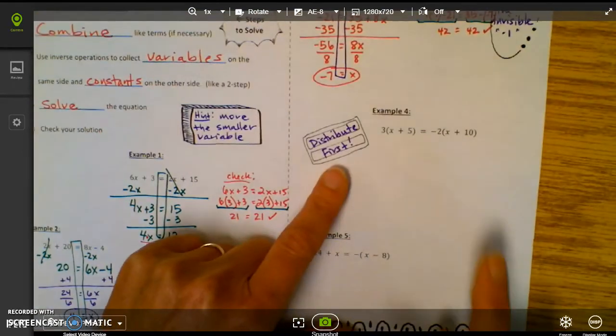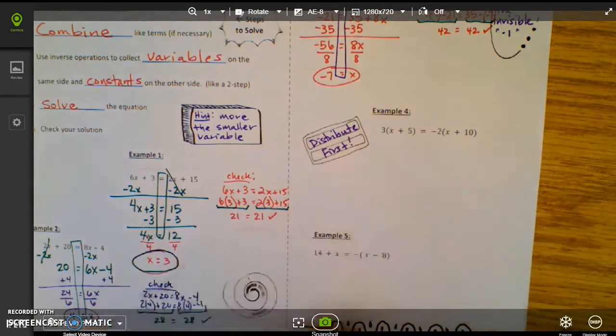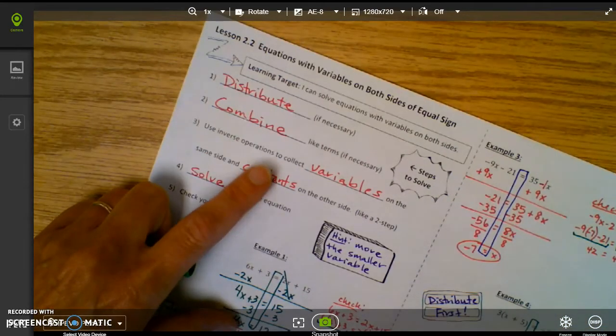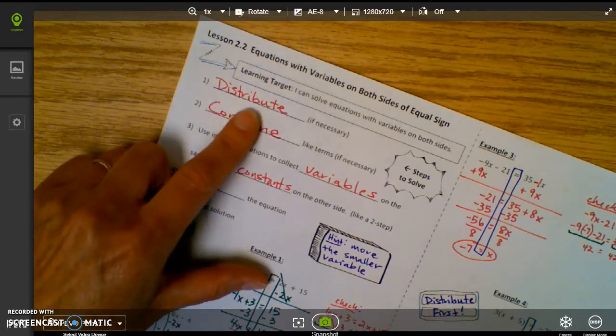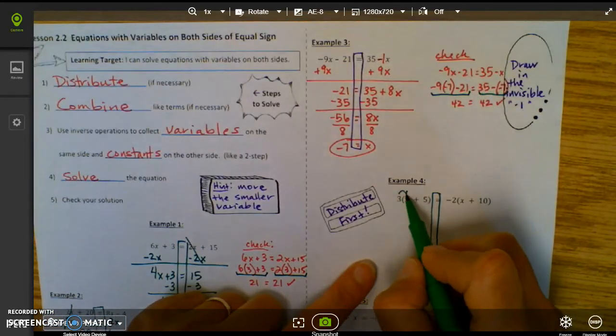Finally, we get to a problem that not only has variables on both sides, but you can see it has parentheses on both sides. So what that means is we get a chance to practice not only the variables on both sides trick, but also distributing. Distributing has to come first. Remember, you have to get rid of your parentheses.